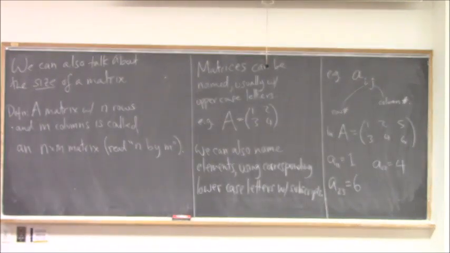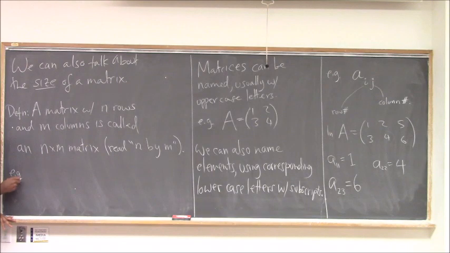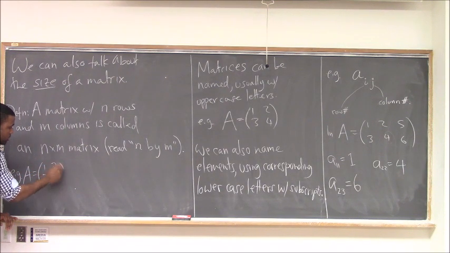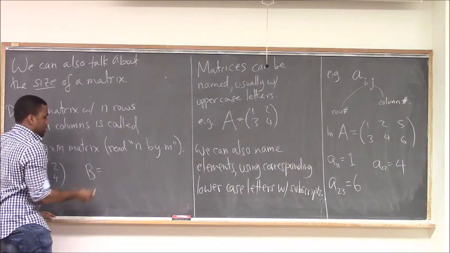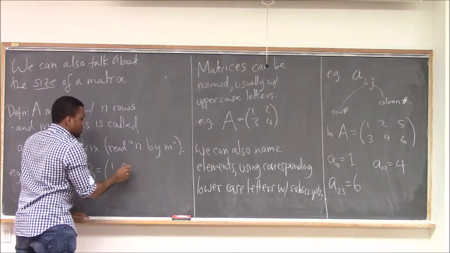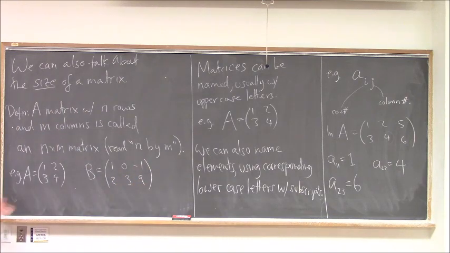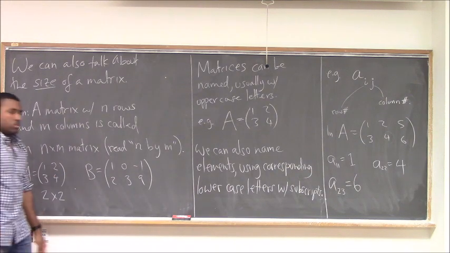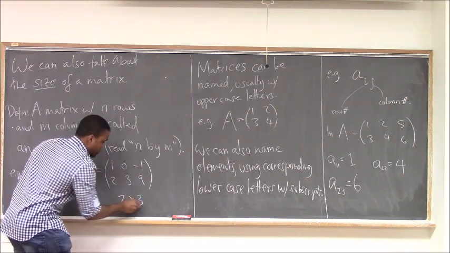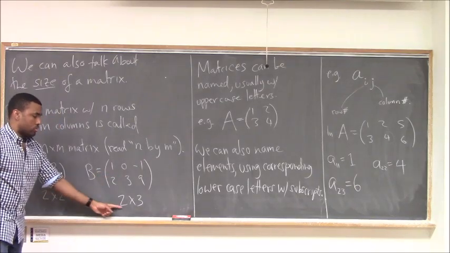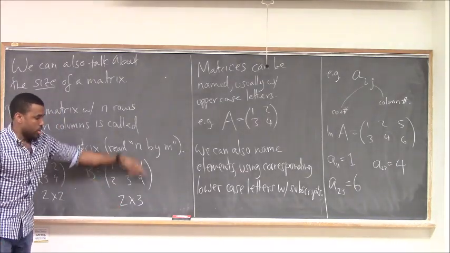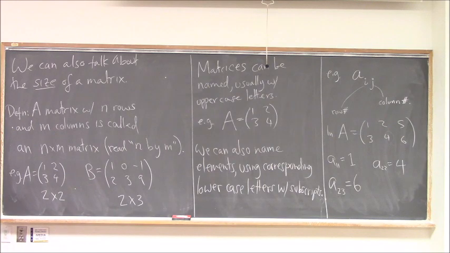Okay? So, for example, A is 1, 2, 3, 4 and B is 1, 0, minus 1, 2, 3, 9. What is the size of this matrix? It's a 2 by 2 matrix. This one? 2 by 3, right? It has 2 rows, 3 columns. So it's a 2 by 3 matrix.